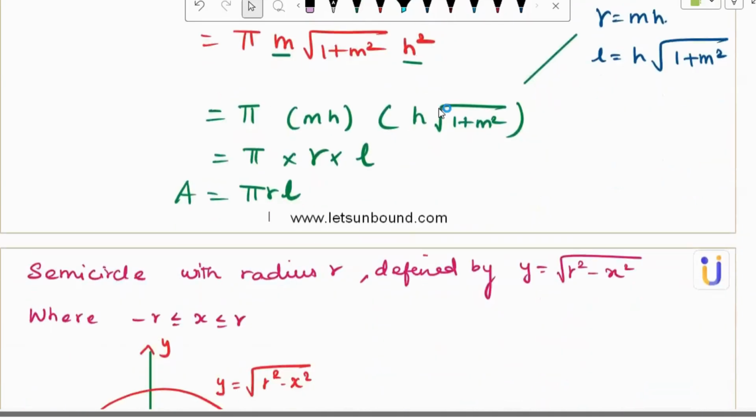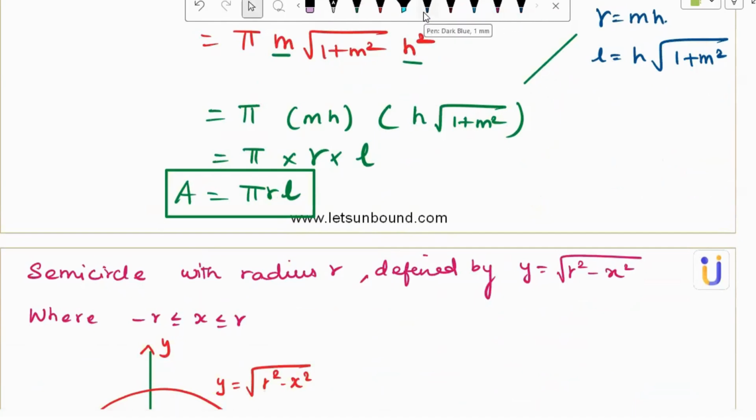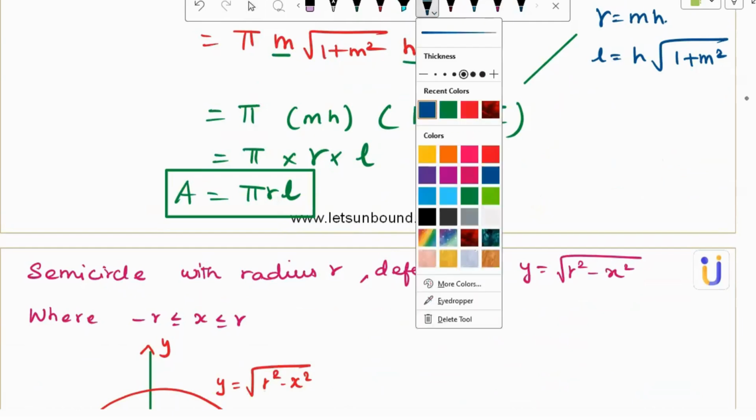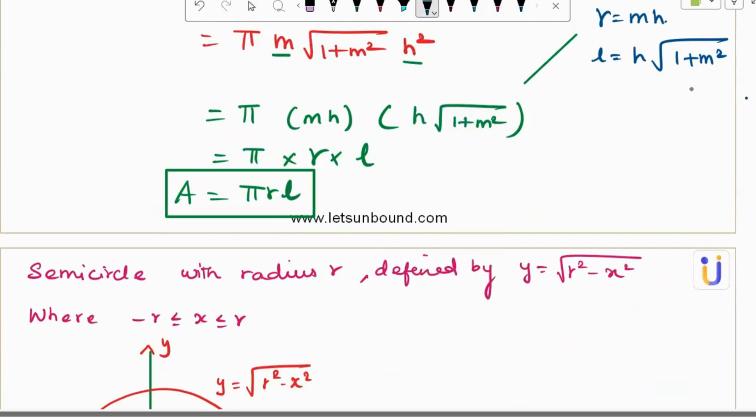This is a general case. We know for a general case, surface area of the cone is pi RL. And we have derived it using geometry concept and calculus, basically. Right? And let's move into the next part.